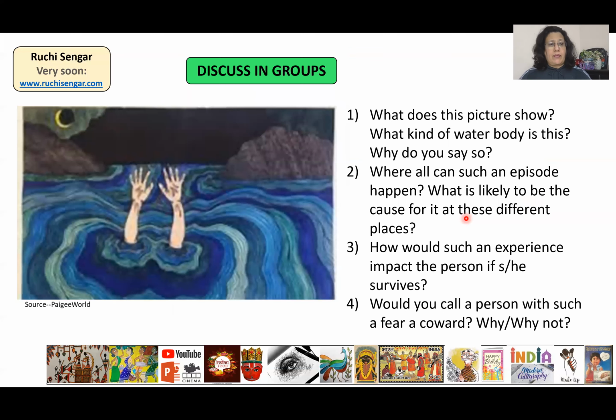Let's move on. Then we show them our final piece, because that's where we want to lead them. So this is a Peiji world, all right? And what does this picture show? It's definitely a painting. What does this picture show? What kind of water body is this? Why do you say so? So it's definitely not a pool. So they'll figure out, would you call this a whirlpool? Can you say that it's calm waters or torrid waters? What makes you say? Make them observe.